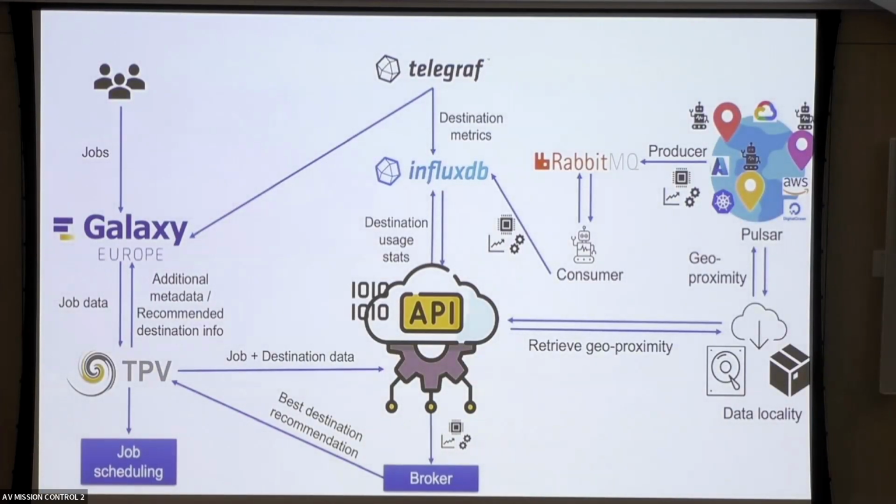So this is kind of an overview of what this looks like. From a user perspective, they would just submit their jobs through Use Galaxy EU, and TPV plus the broker would then just decide what is the best location for it to run. But the important part is that we collect all the information in a central location, and it's TPV that, through this API endpoint, can collect the ranked list of destinations.